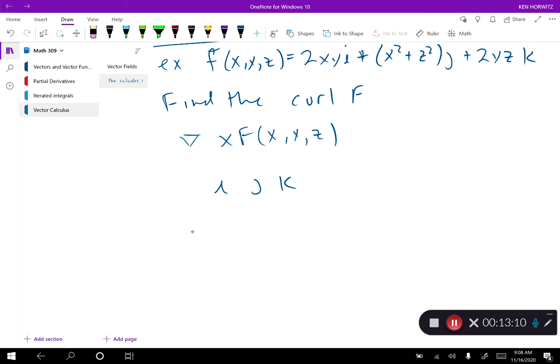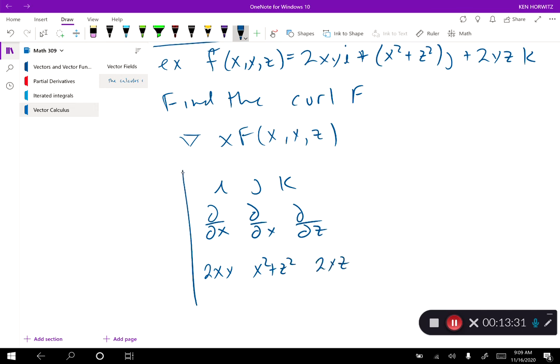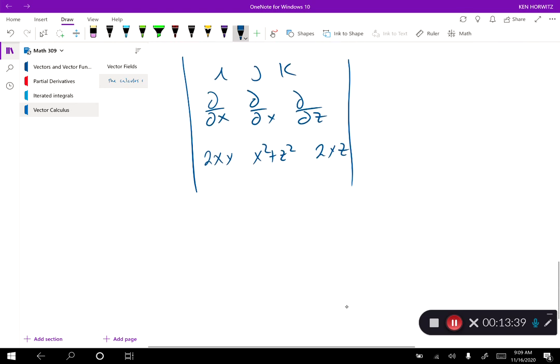So I'm going to have my partial with respect to x, my partial with respect to y, my partial with respect to z, and then my 2xy, x squared plus z squared, and 2yz. And I'm going to put that in a big old determinant. And now let's piece it out. Let's make the 2 by 2 determinants.